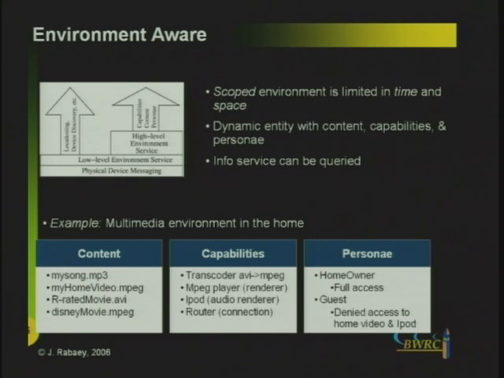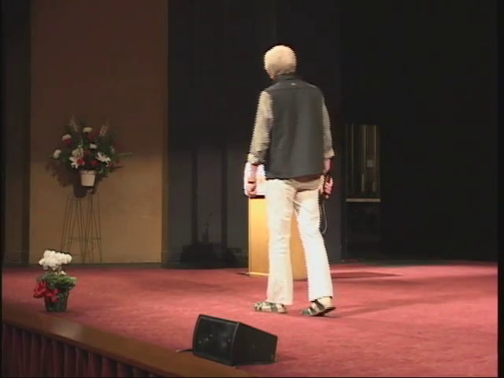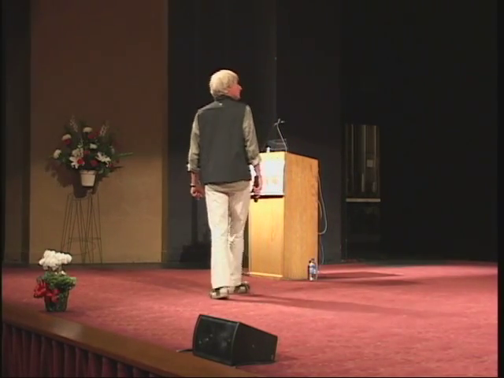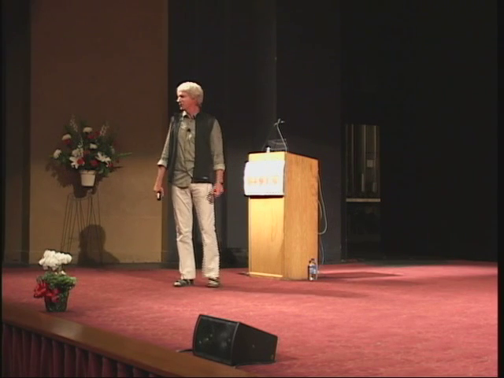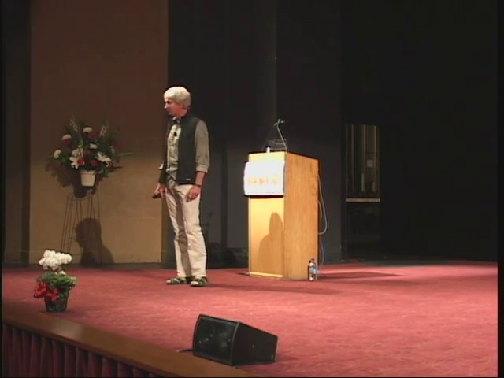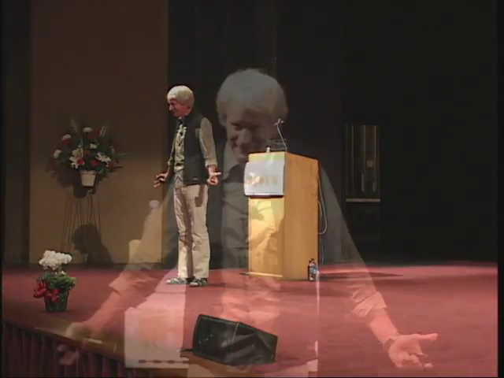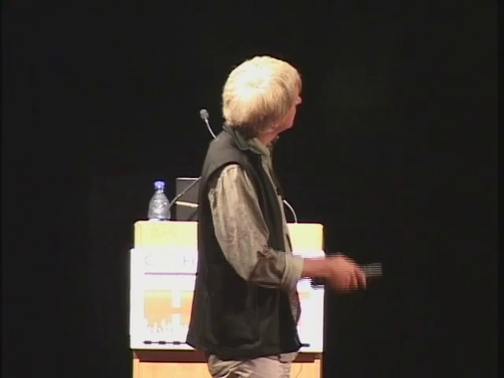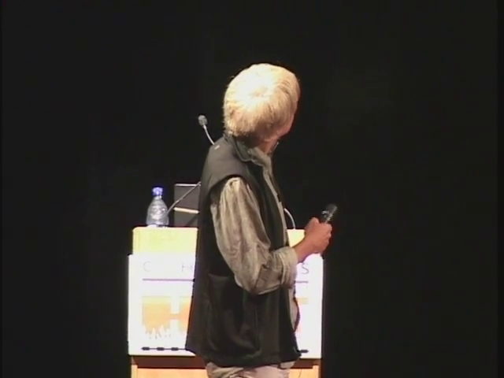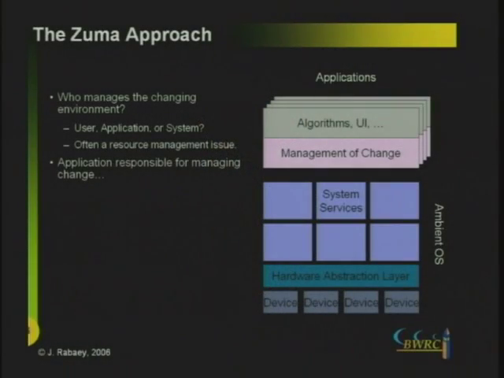So given the environment, the whole idea of this higher level interface is to take an application, whatever the application is, and dynamically map it onto this environment given these constraints of contents, capabilities, and personae. That's really what we're talking about. I call it the ambient operating system. It's a distributed operating system that helps me run that home environment given a set of flexible resources.